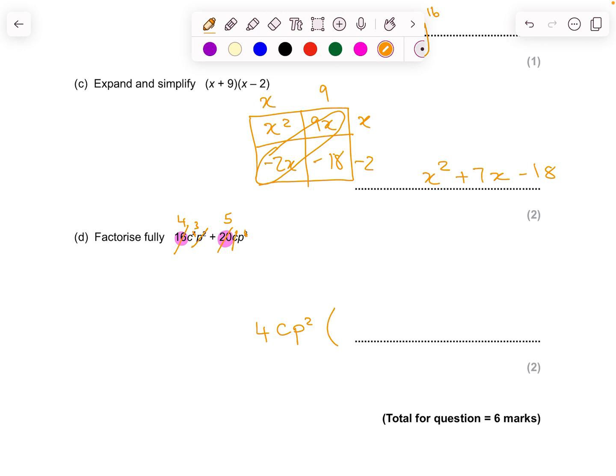Inside the brackets then, it's what's left. We've got 4C cubed, and then that's it on that side, plus 5, there's no C, and just a P, and that's it. And then you factorise that.